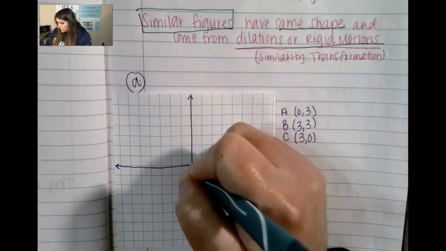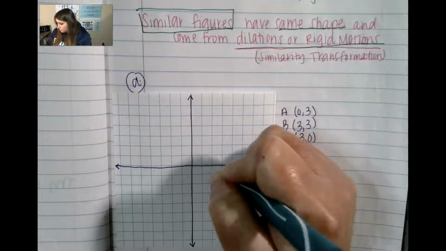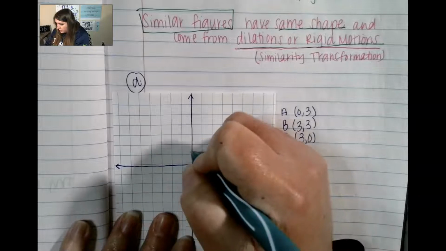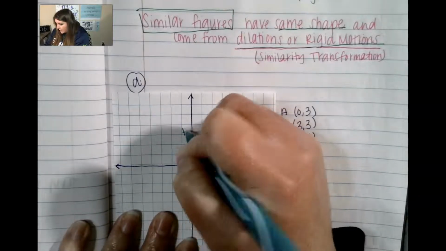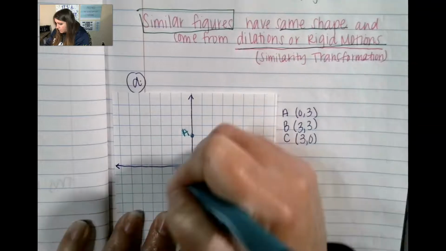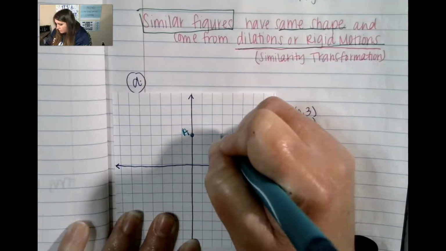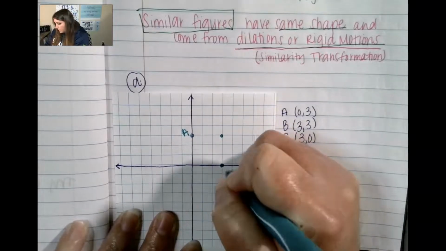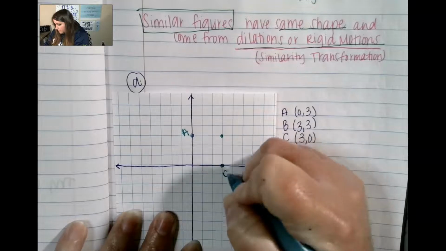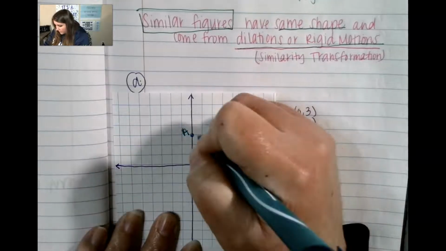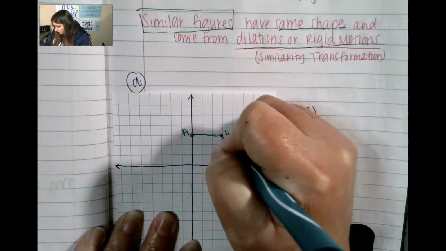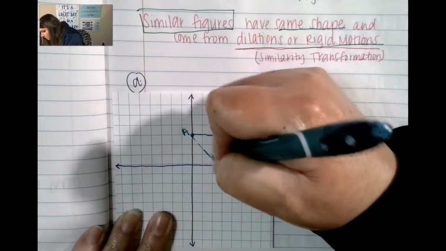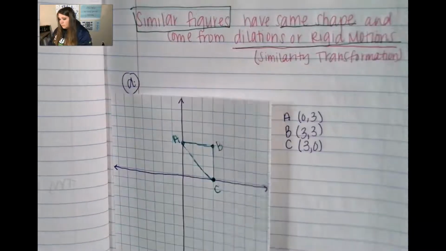(0, 3). So I'm going to start at 0 and go up 3: 1, 2, 3. That one's A. B is (3, 3): over 3 and then up 3. And then this one is (3, 0): go over 3, go nowhere. That one is C. Now we're going to connect these dots. All right, so there's our first one.